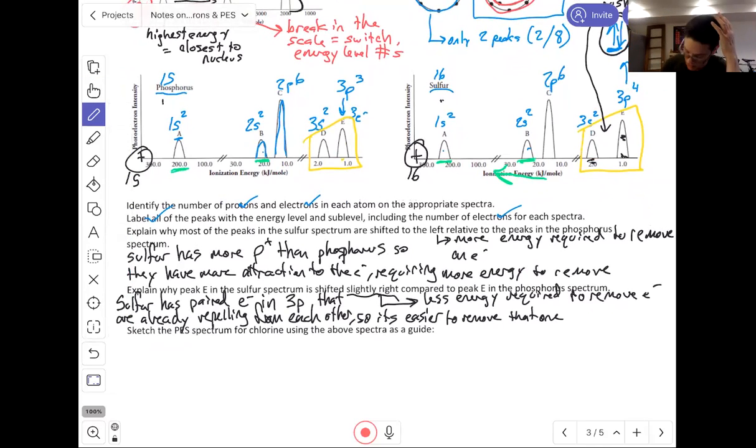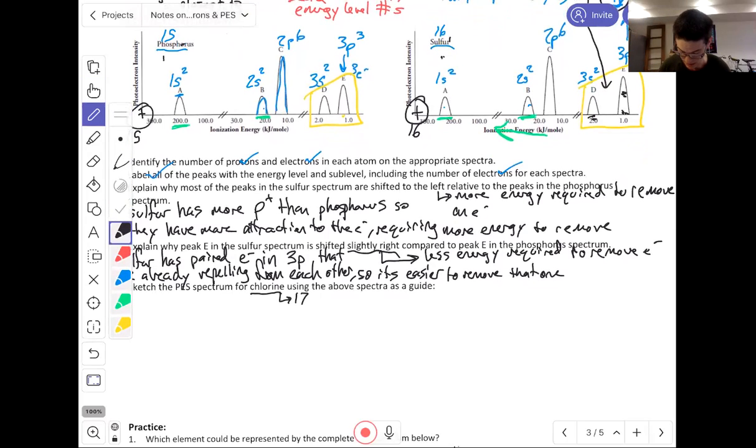Okay, so this last thing is, let's try and sketch what chlorine would look like. The first thing we need to think about is how many electrons does chlorine have? 17. Okay, so I've got 15, I've got 16, so I'm just going to do one more for 17. That's not that big a deal. It's just a little bit more.